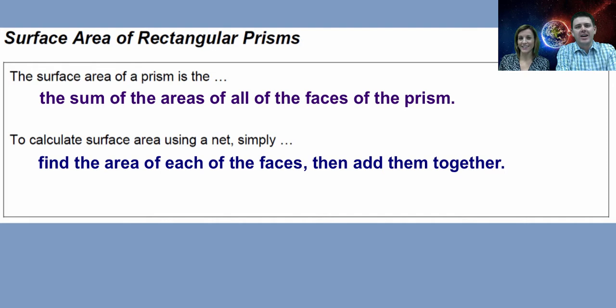All right, to calculate surface area, it is the sum of the areas of all the faces of the prism. So our rectangular prism has 6 faces, so we're going to find the area of each of them, and then remember the word sum means we're going to add them all together. To calculate the surface area using a net, simply find the area of each of the faces. In this case, we're going to have 6 of them, and then we're going to add them all together. So fill that into the box there on your notes page, and then we're going to try our first example.